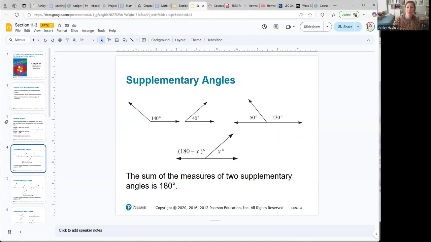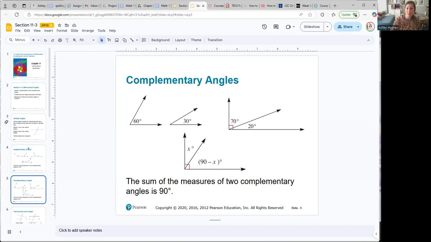Supplementary angles are angles that make up a line. And we know that a linear angle is 180 degrees. So the sum of these two angles is always going to be 180 if they make up a straight line like this. If you know one of the angles, you can find the other angle by just subtracting from 180. So again, this word supplementary means that the angles add to be 180.